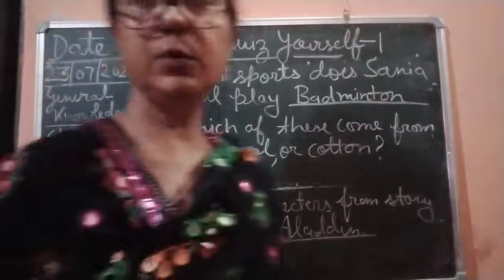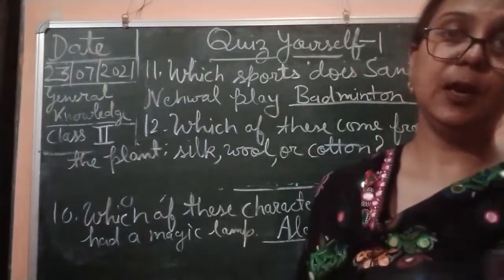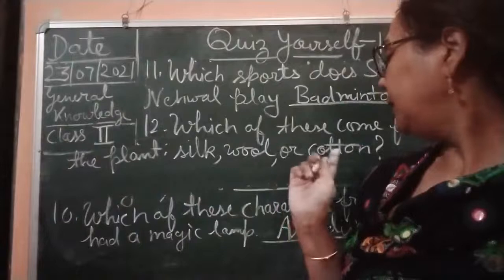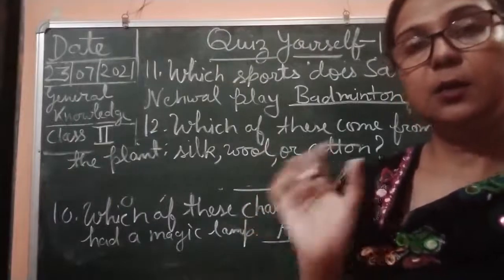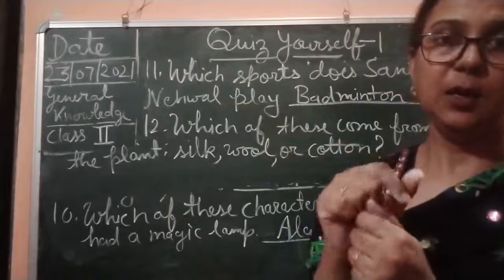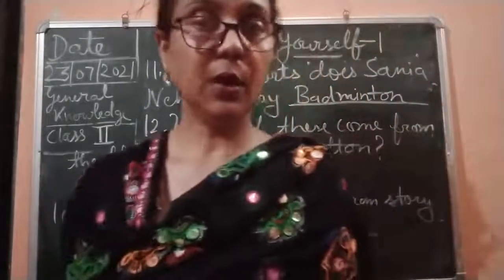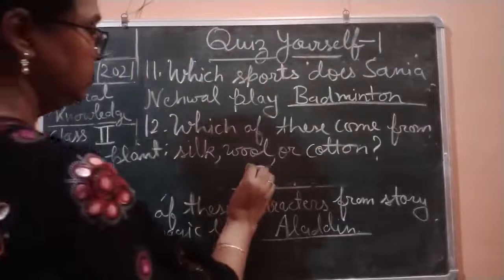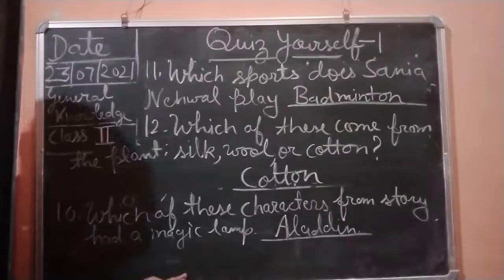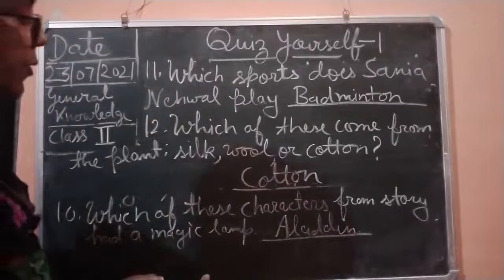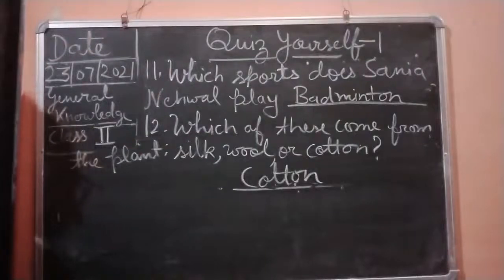Now, yes, silk. कहाँ से आता है? Silk के worms होते हैं, जिससे कि silk बनाया जाता है. Wool है, wool भी animal से आता है, sheep से आता है, आप सबको पता है ना? अब क्या बचा? Cotton. Cotton जो होता है, वो plant से मिलता है. कपास करके cotton का plant होता है, उसके अंदर कुछ रुई जैसा होता है, उससे निकाल के थ्रेड बनाते हैं कॉटन के, और कॉटन जो होता है वो प्लांट से मिलता है हमें. So we are going to write cotton over here. Cotton, okay. So this will come from the plant. Answer is cotton.